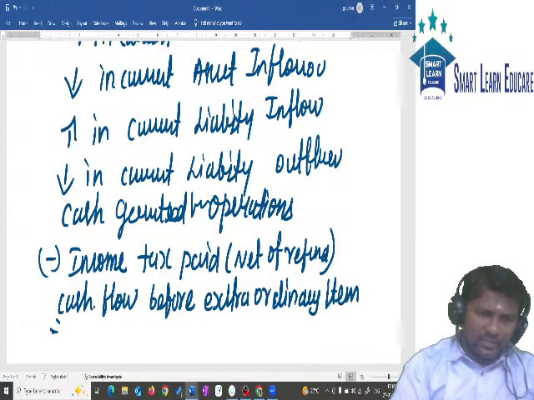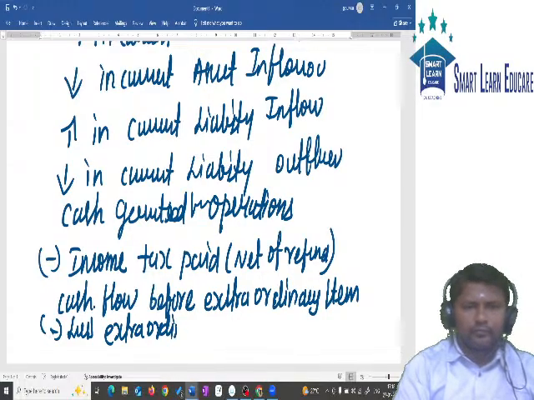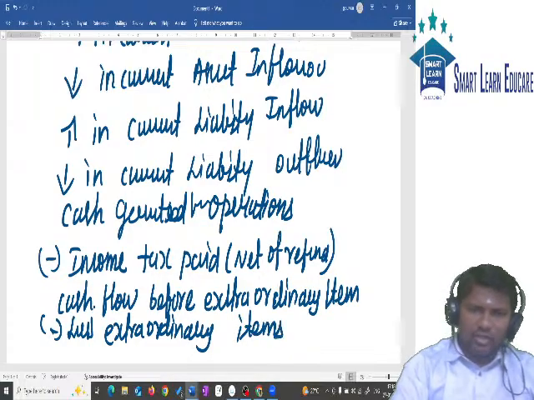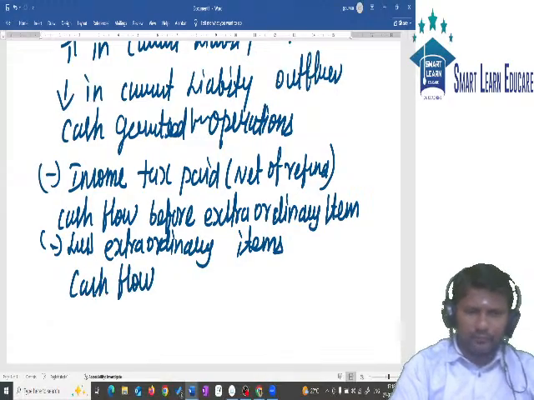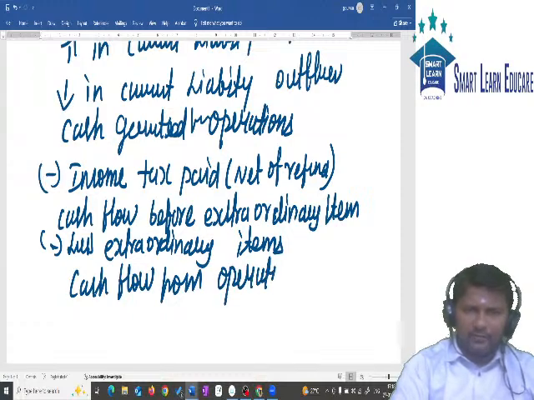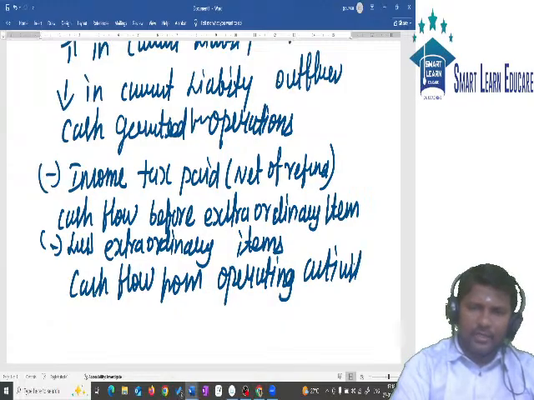Okay, with extraordinary items, this will give you cash flow from operating activity.